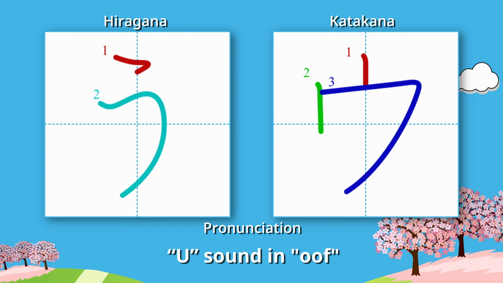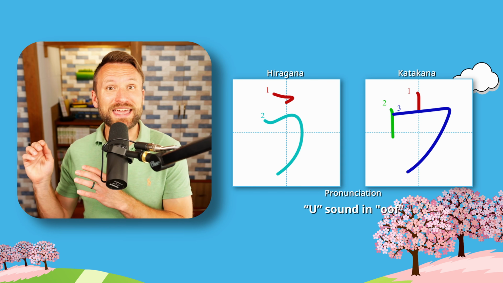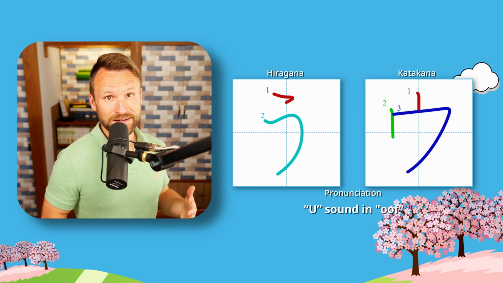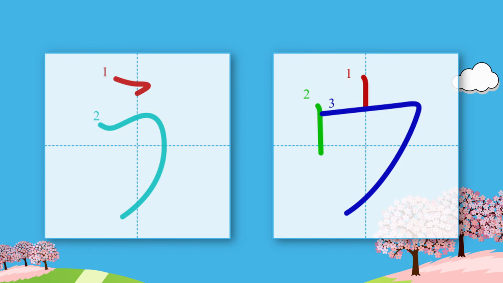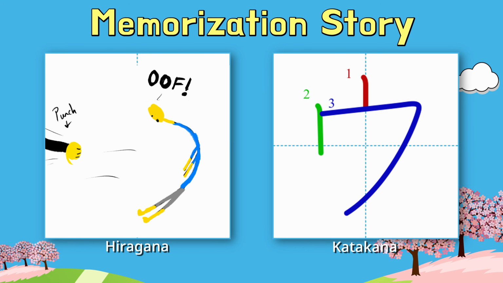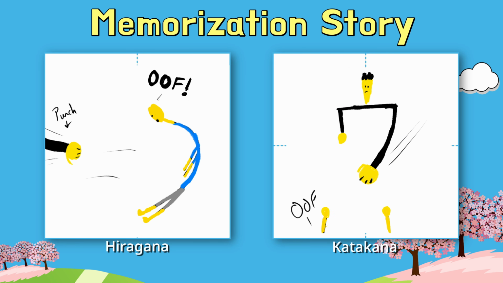These characters represent the U sound in oof. Because it's written with a U in Roman letters, though, many people mistakenly read it differently. Don't be one of those people. The hiragana U is the image of a person getting punched in the gut. Oof! Escaping from their lips with the punch. The katakana U is what the punched U sees in front of him.